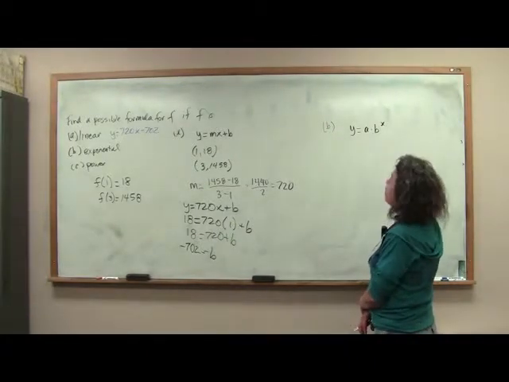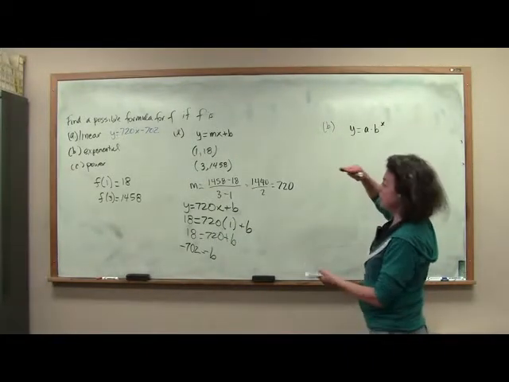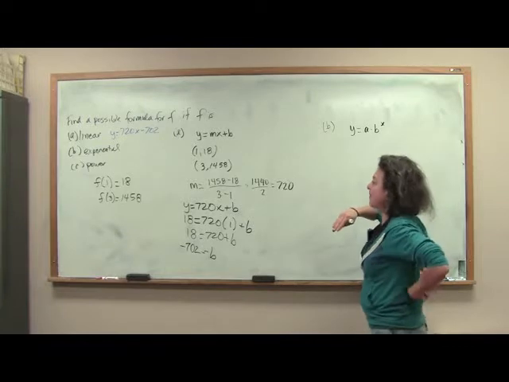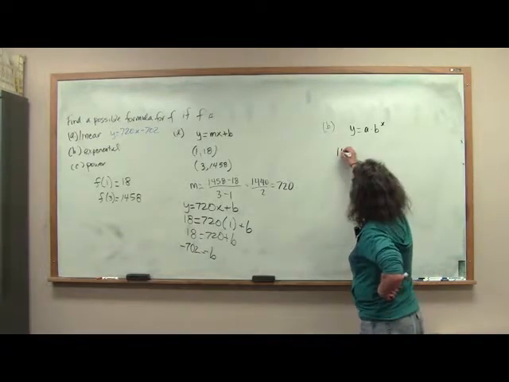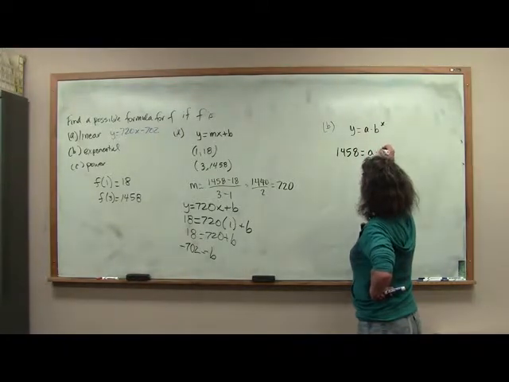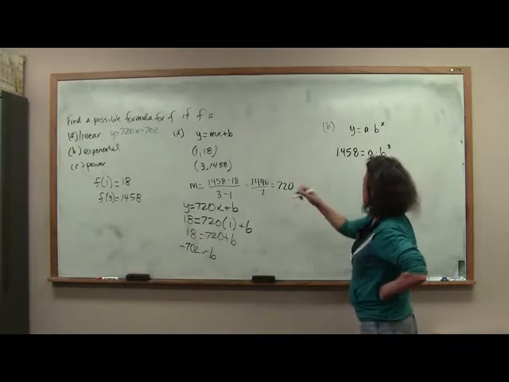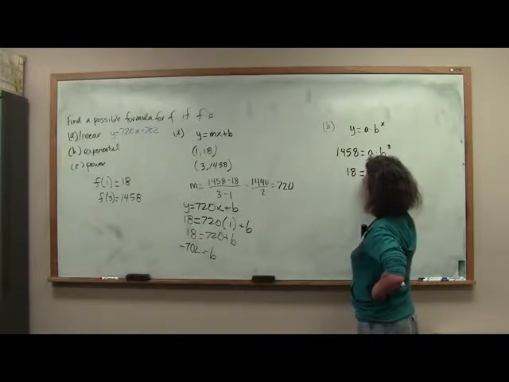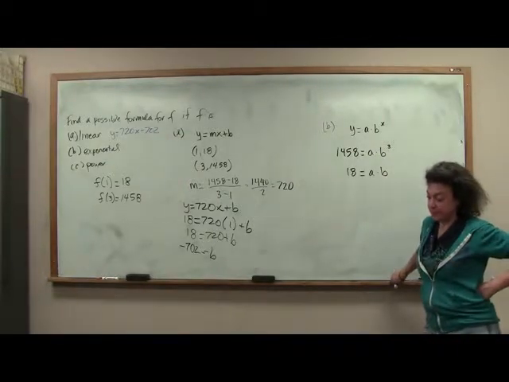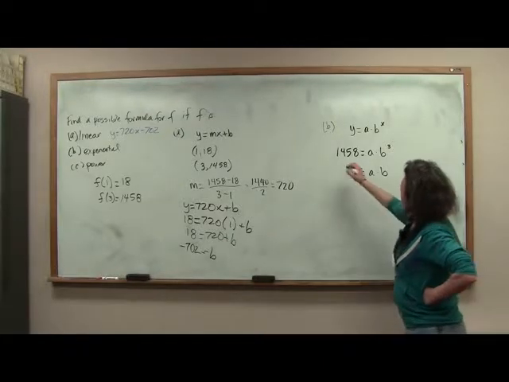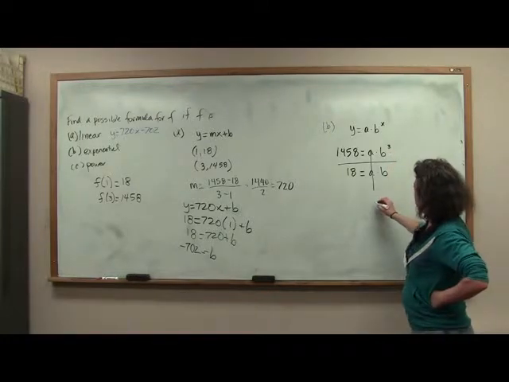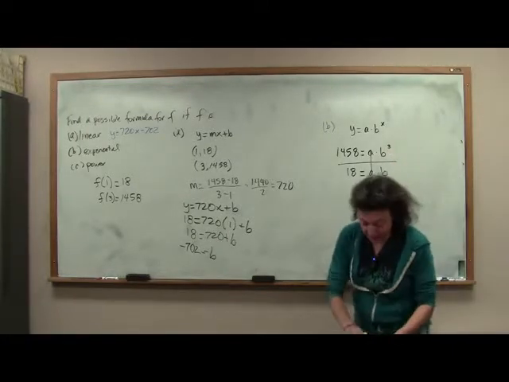Well, recall one way that we looked at these things is we looked at the ratios. Okay? This is the general way that we saw that this worked. Our y value, 1458, is equal to a times b cubed. And now I can plug in my other ordered pair. Y is a times b to the first power. All right. Remember we looked at the ratio of these? Our a's cancel. B cubed over b is b squared.